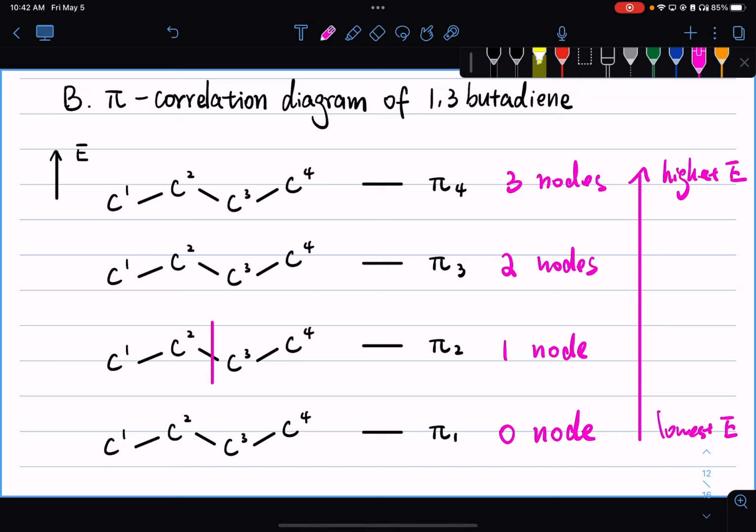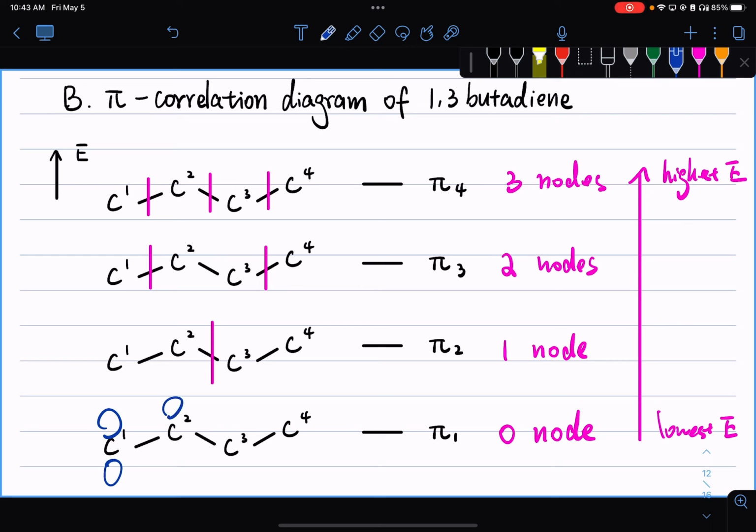So 1 node, that's going to be in the middle. 2 nodes, that's going to be between here and here. And 3 nodes is in between all the carbon atoms. All right, so 0, 1, 2, 3. And now we can write our p atomic orbitals and shade them based on the position of the node plane.